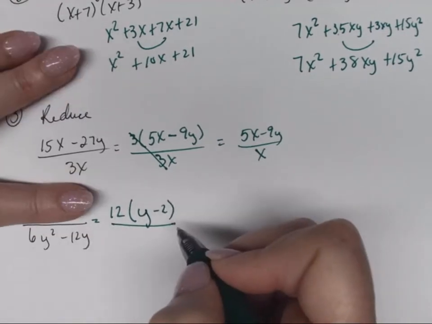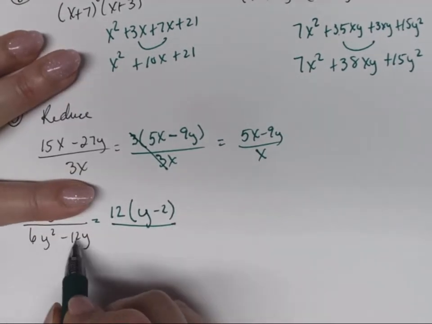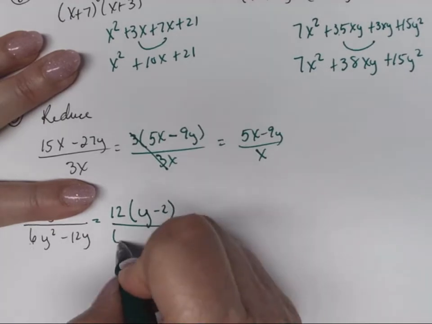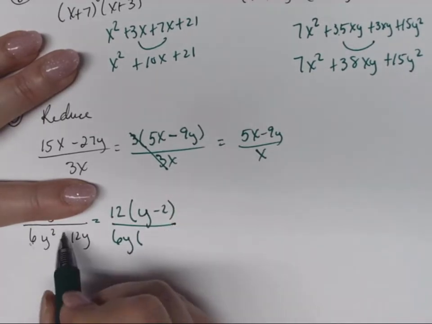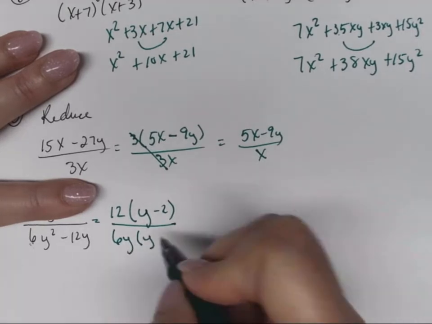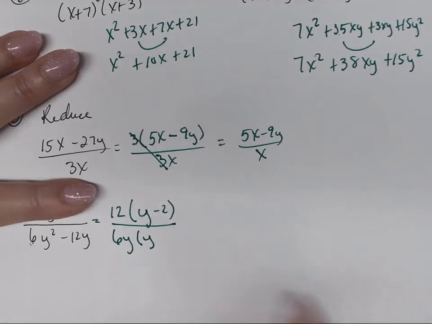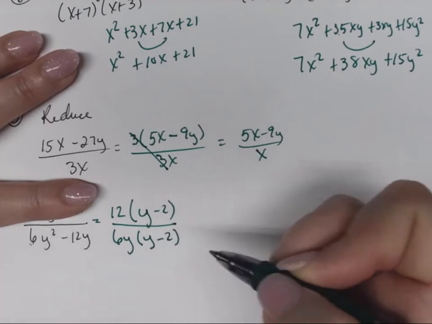Now let's look at the denominator. Between the 6 and the 12, well, 6 will go into 12, so now I can pull the 6, and they both have a y. 6y squared divided by 6y will leave me y. Negative 12y divided by 6y will get me negative 2.